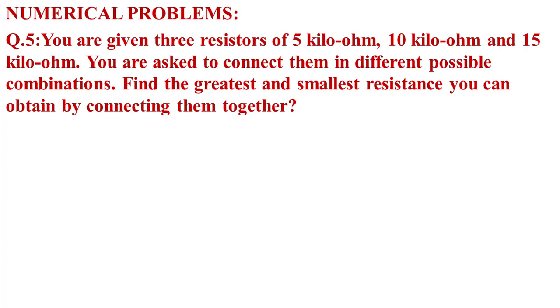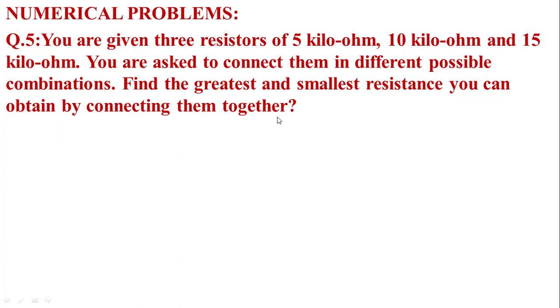In question number 5, you are given three resistors: 5 kilo ohm, 10 kilo ohm and 15 kilo ohm. You are asked to connect them in different possible combinations. Find the greatest and smallest resistance you can obtain by connecting them together.